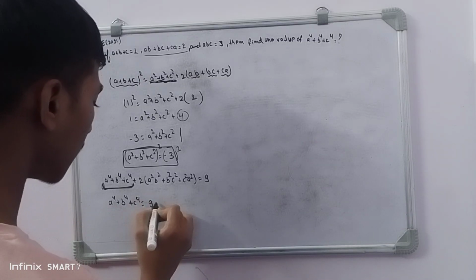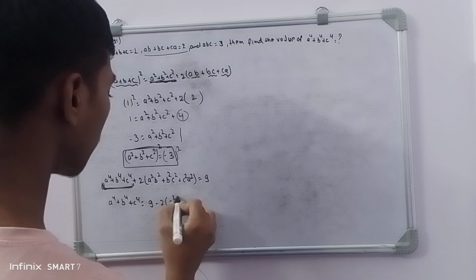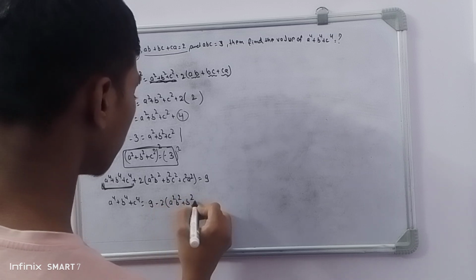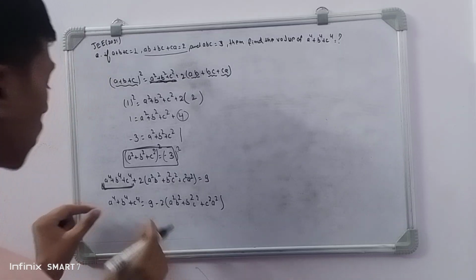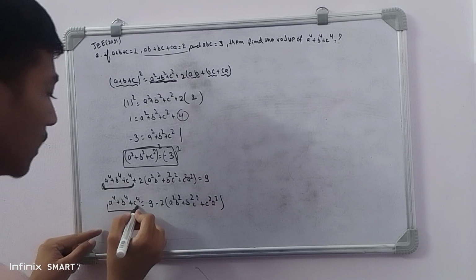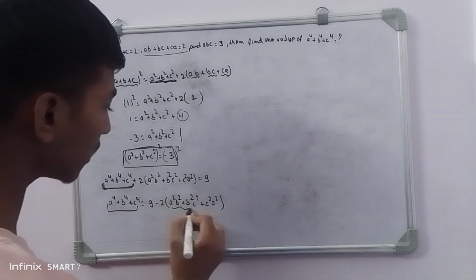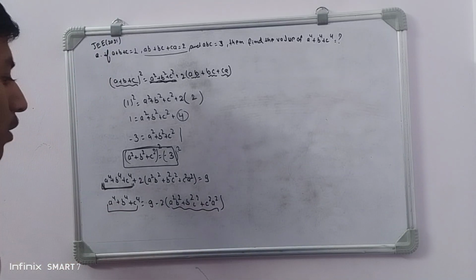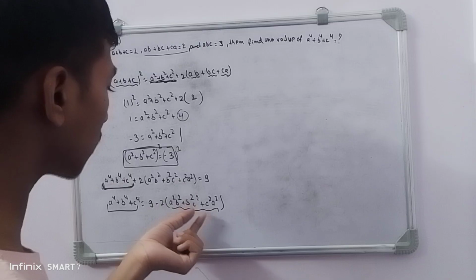So right here 9 minus 2 into a square b square plus b square c square plus c square a square. If you have to find the value of this one in the question, you must know the value of this thing, then only you could find the value of this one. So think how you are going to get the value of all this.